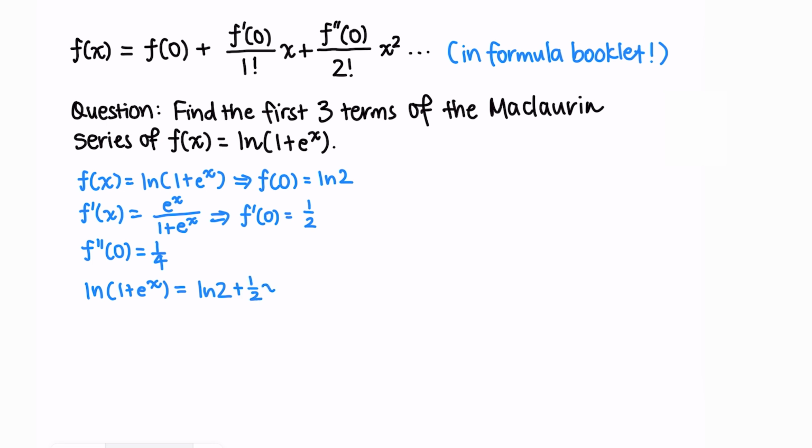That's just half x. And for the next term, we're going to take f''(0), or 1/4, over 2 factorial times x squared. And this is just 1 over 8 x squared. And that's your first three terms of the Maclaurin series expansion of ln(1 + e^x).